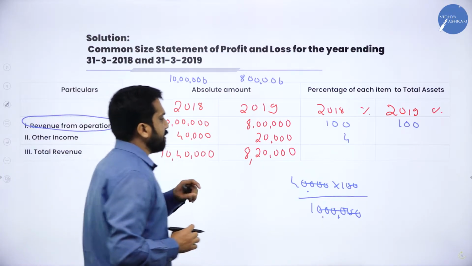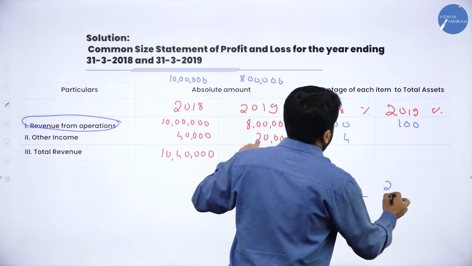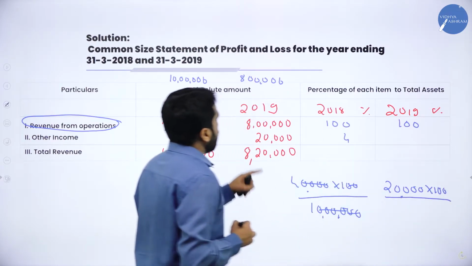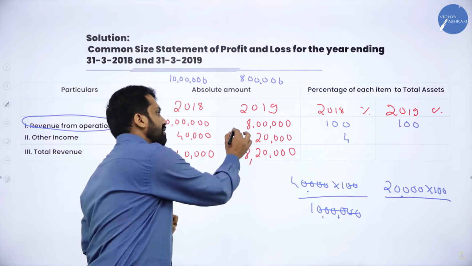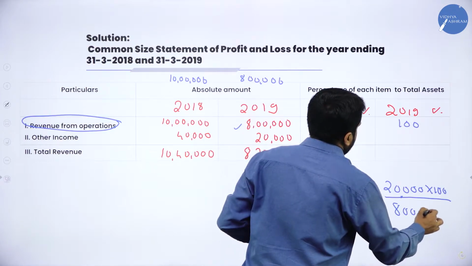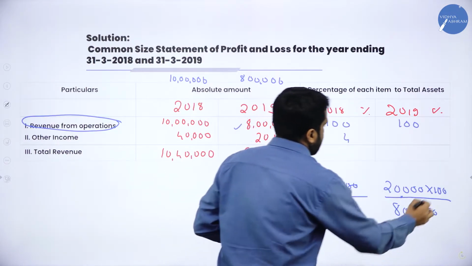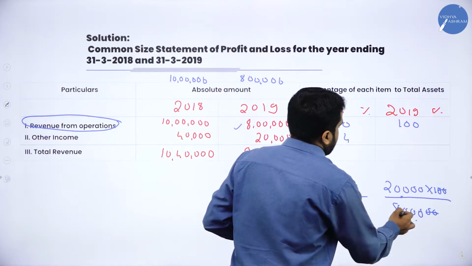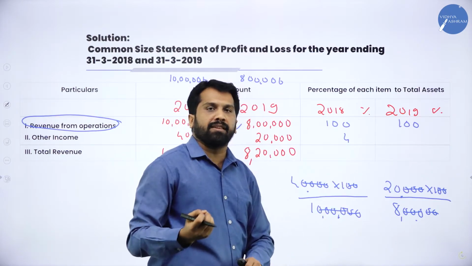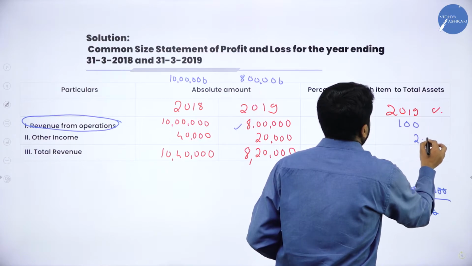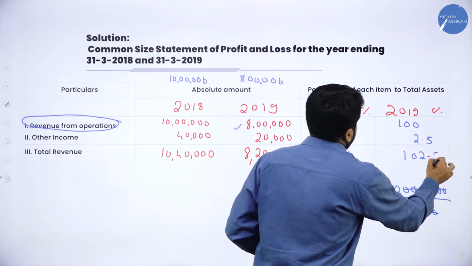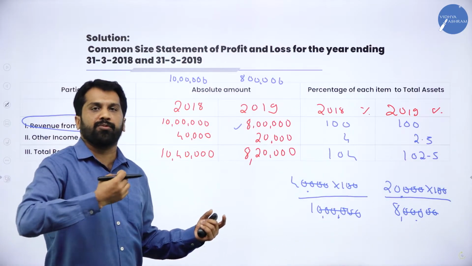Similarly, we'll do it for this one. So how much do we have? 20,000 multiplied by 100, divided by what? For this, what is the base? The base is 8 lakh. Divided by 8 lakh. Simplify this. 2 zeros will get cancelled, 3 zeros will get cancelled. 20 and 8. If you divide 20 by 8, you will get 2.5%. So the total is 102.5. This is your stage 1.